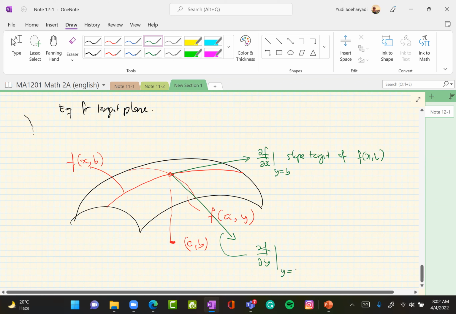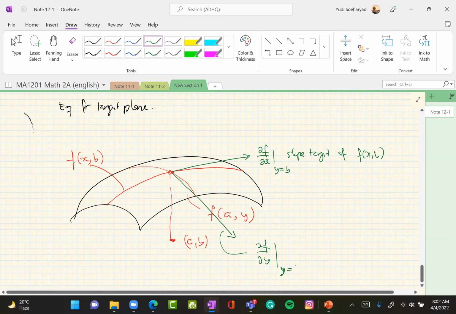And this one, y equals b. This is the df dy, the df dx when x equals a. This is AB. This is not y equals b, but AB. This is the slope of the tangent line for f at a. Okay.